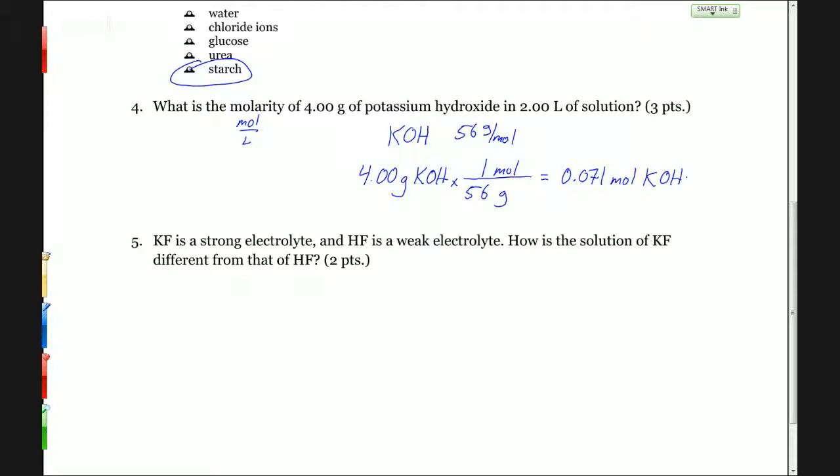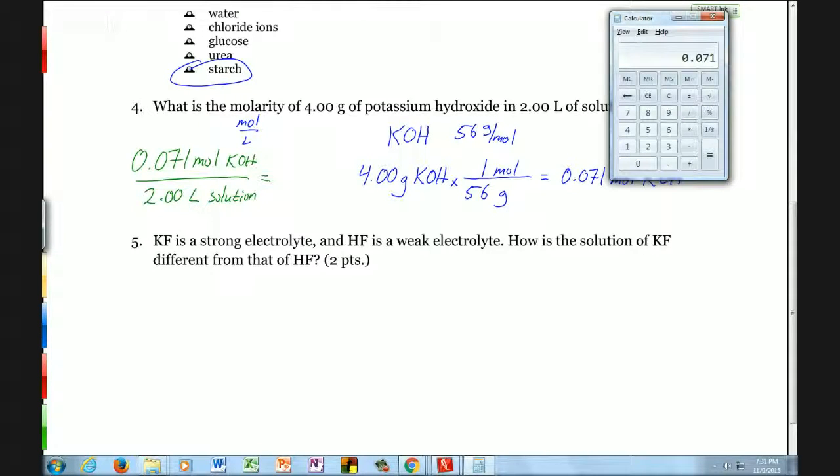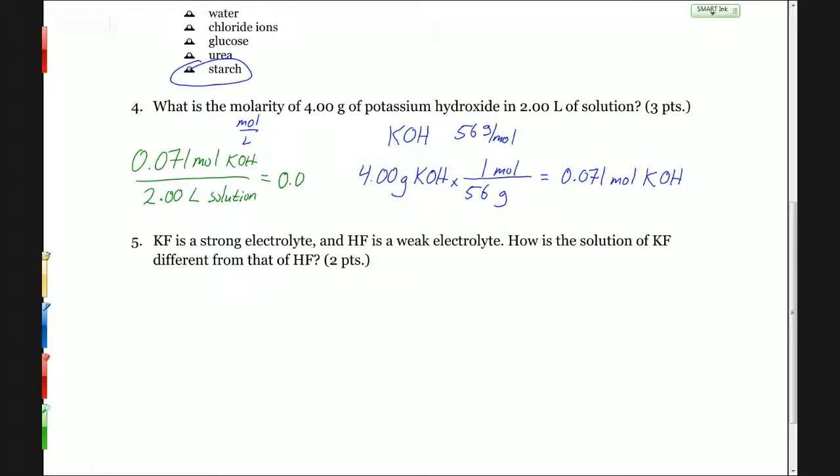And that's in 2 liters of solution. 0.071 moles in 2 liters of solution is 0.036 molar. So the moles divided by the liters gives you the molarity.